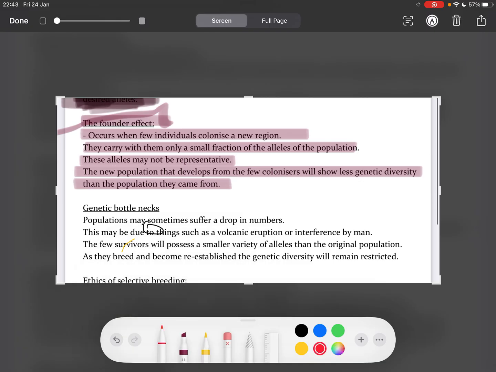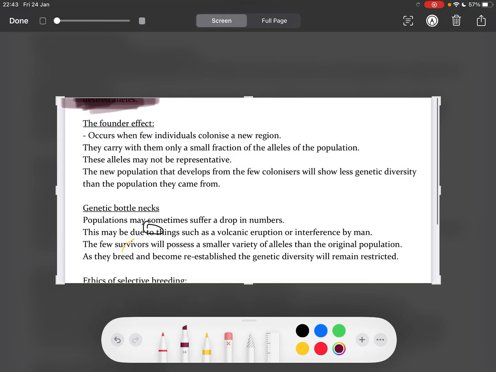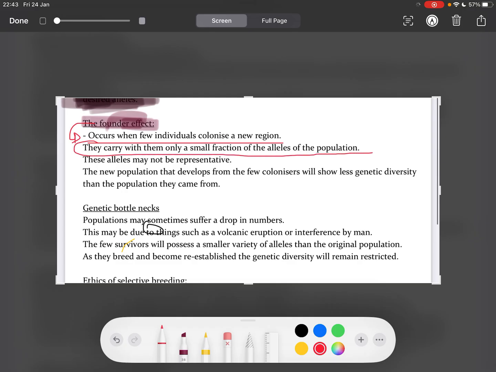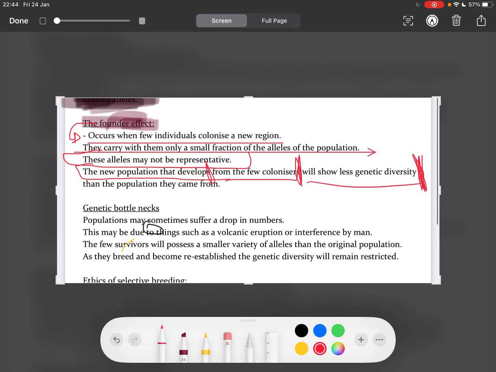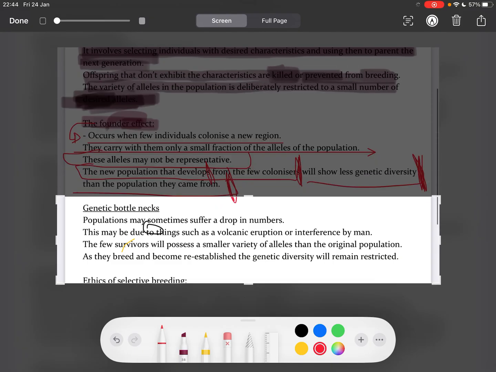What do we mean by that? There's an effect called the founder effect, right? What is it, or when does it occur? It occurs when few individuals colonize a new region. So basically, they carry with them only a small fraction of the alleles of the population. These alleles may not be representative. The new population that develops from the new colonizers will show less genetic diversity than the population they came from. Right? Is that something good? They're not adapted well.